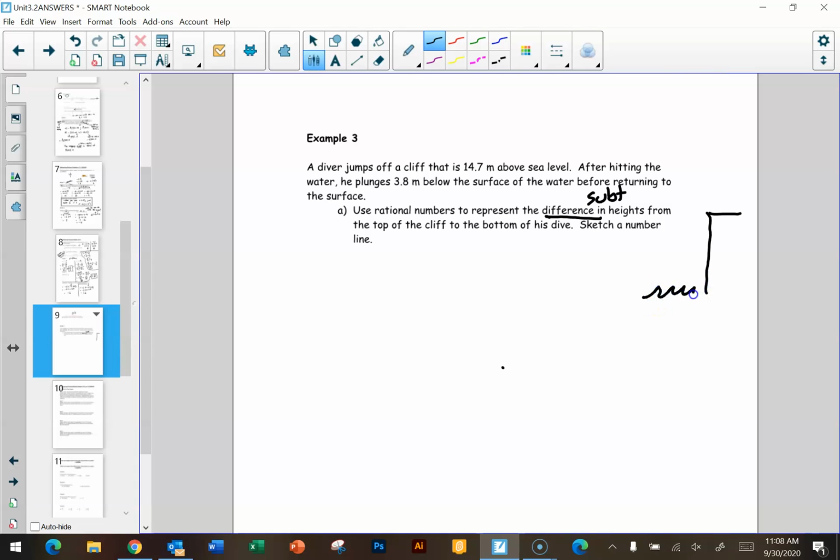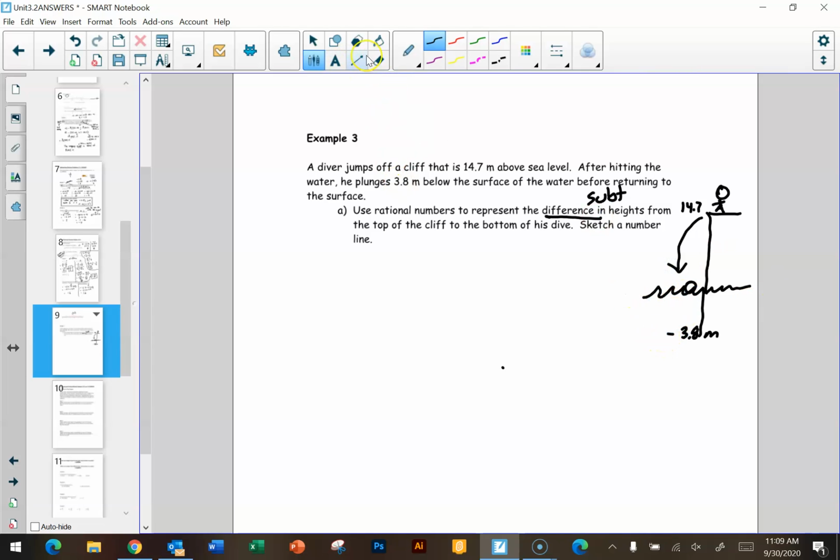So let's just say that this is the water. This is the cliff. There's our dude. So the diver, it's a guy. A diver jumps off a cliff that is 14.7 meters high. So that's 14.7 right there. And then he hits the water, which is 0. And then he goes down underneath the water 3.8 meters. So this would be negative 3.8 meters. So the diver jumps off the cliff, goes all the way under the water, and ends up down here somewhere.